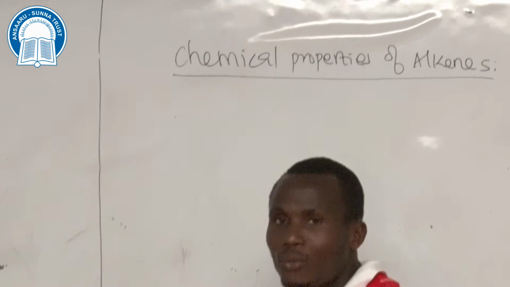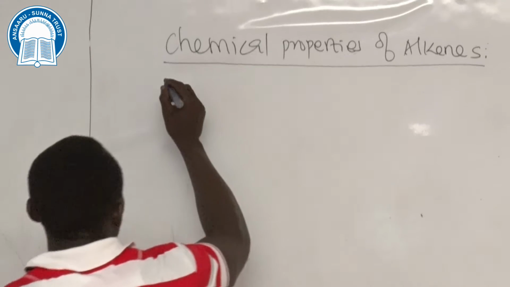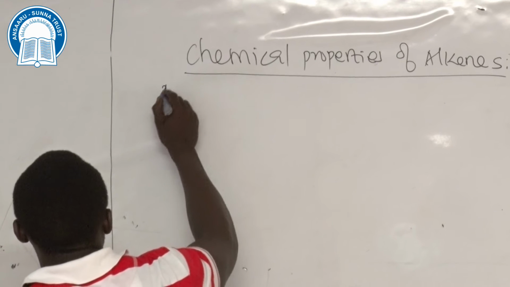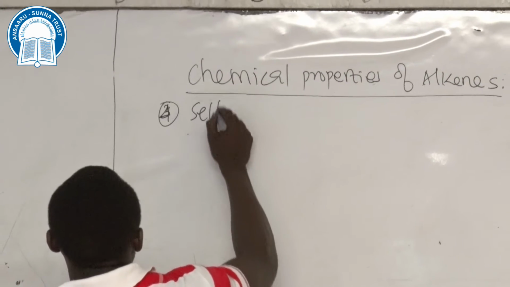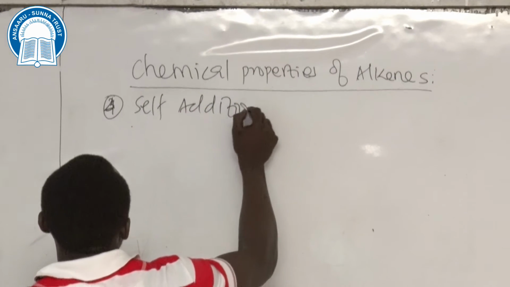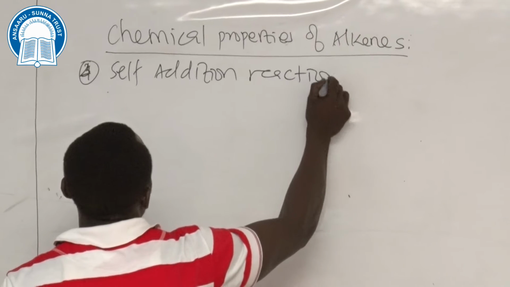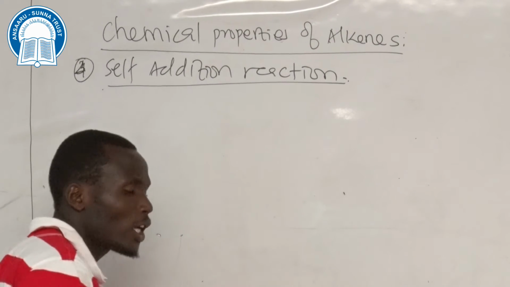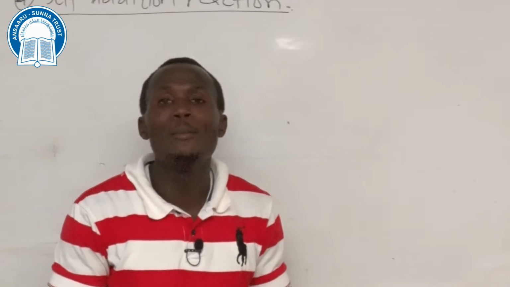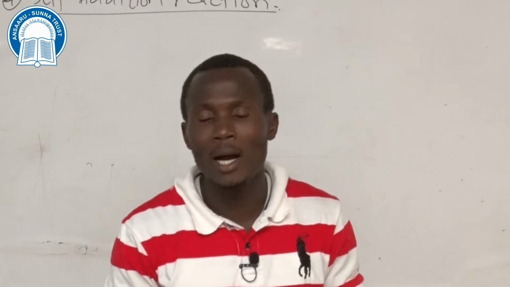now we check on the self-addition reaction. So that is now the fourth chemical property, the self-addition reaction. Talking about the self-addition reaction, an alkene molecule forms what we call a monomer. When we take monomers and join them together, we get a substance known as a polymer. Therefore, this reaction is referred to as polymerization, and the product formed is known as the polymer.